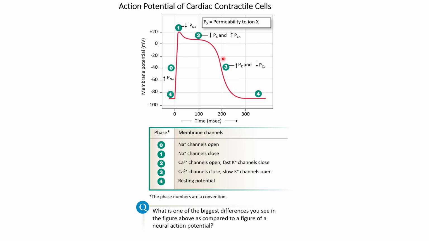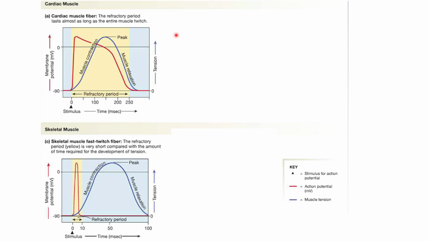So this plateau is incredibly important for our myocardial contractile cells. And I'll show you that right here. Now, what we're seeing in these two figures is, in red, the action potential, and in blue, the muscle contraction. So what you'll notice for skeletal muscle, that action potential is very, very quick. It's happening relatively within 10 milliseconds of time, followed by the muscle contraction afterwards, right?